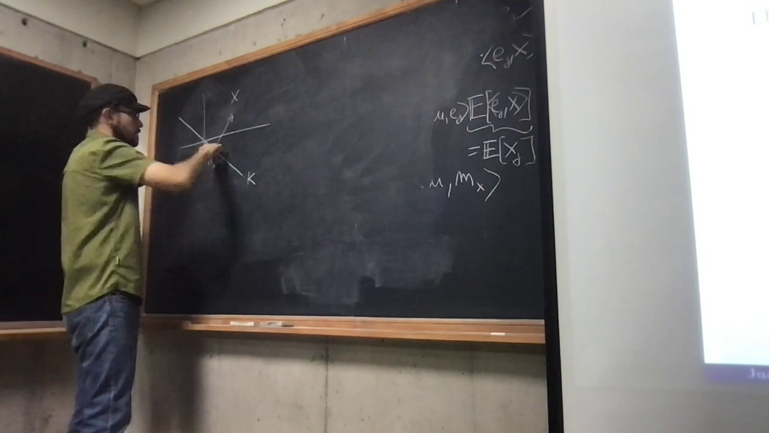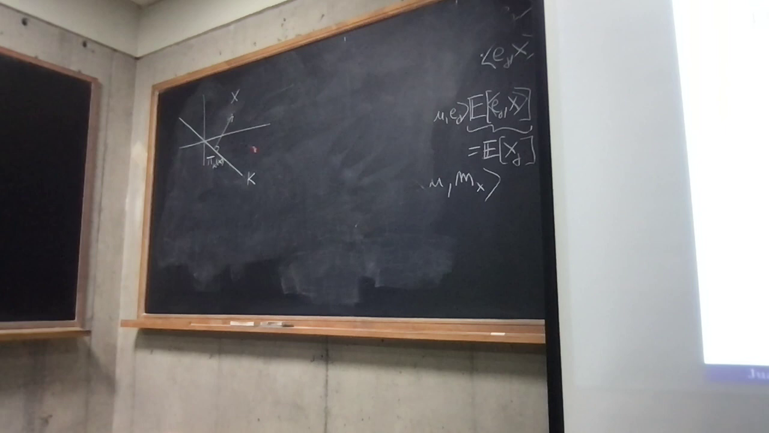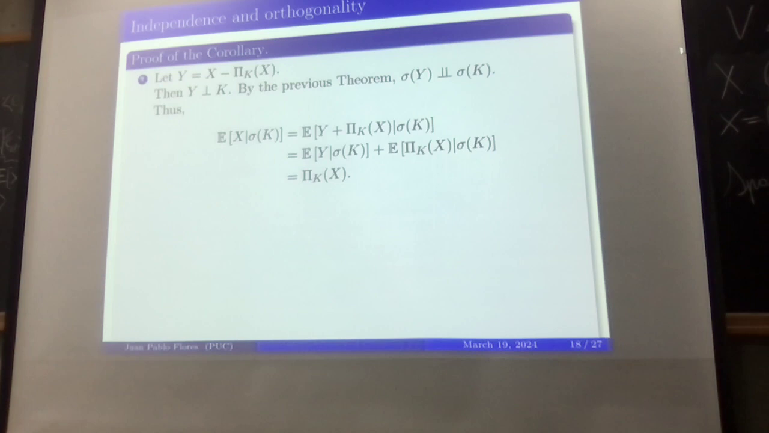From the picture, it is clear that Y is going to be orthogonal to all the space K. And by the previous theorem, since we are working with a Gaussian space, orthogonality is equivalent to independence. So Y is going to be independent from the sigma algebra of K.